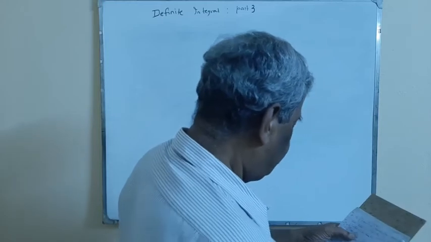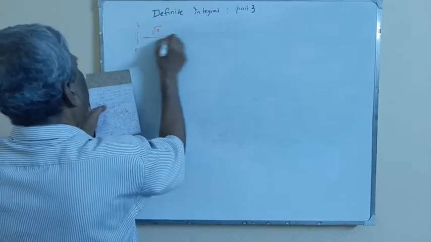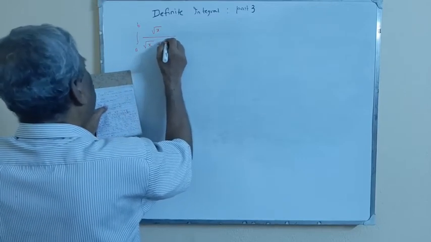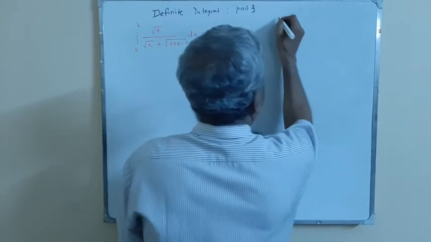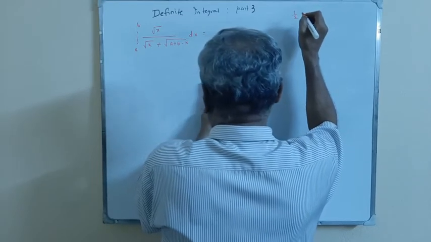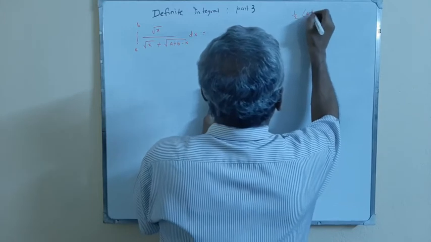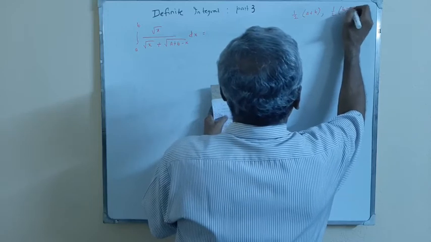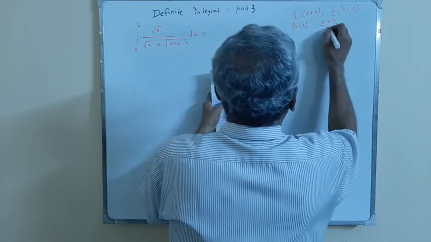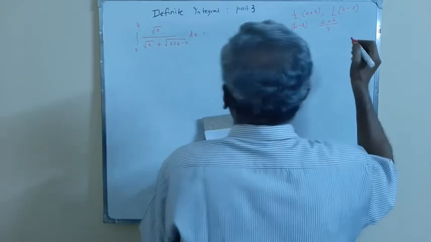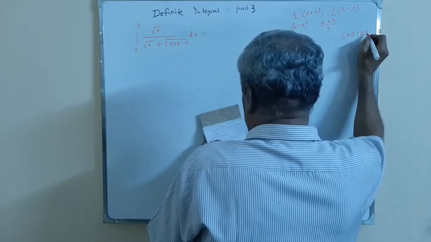The next problem is the integral from a to b of root over x by root over x plus root over of a plus b minus x dx. How much? Options are half of a plus b, half of b minus a, b minus a, and a plus b divided by 4. That problem is given in WB JEE 2012.